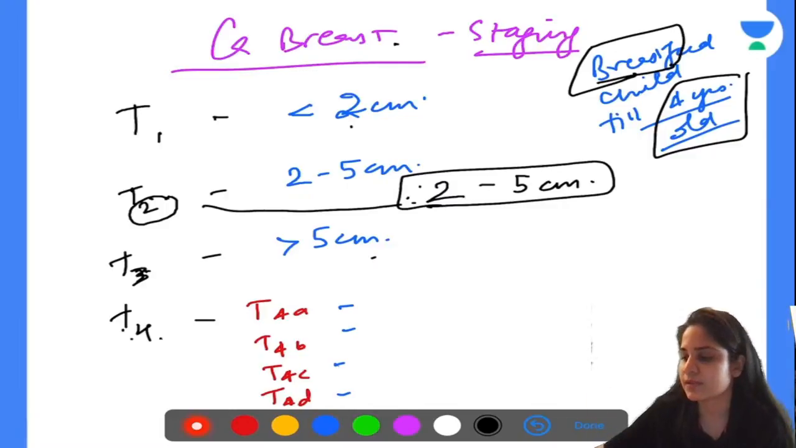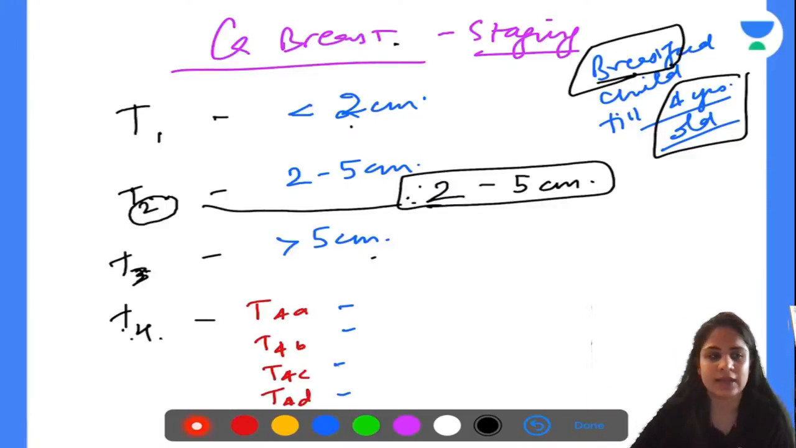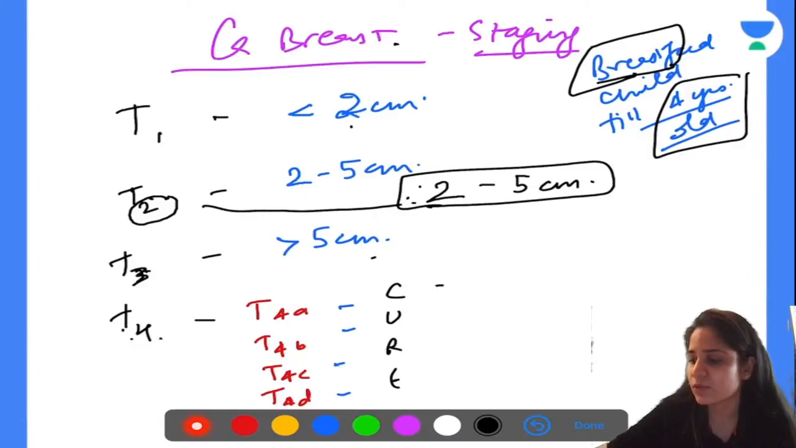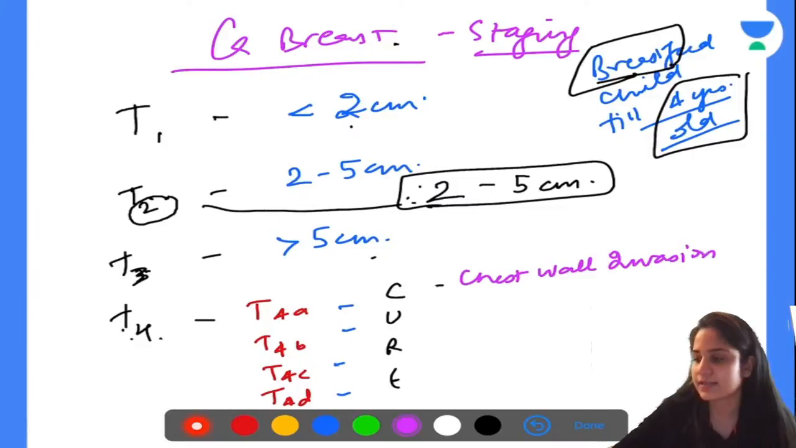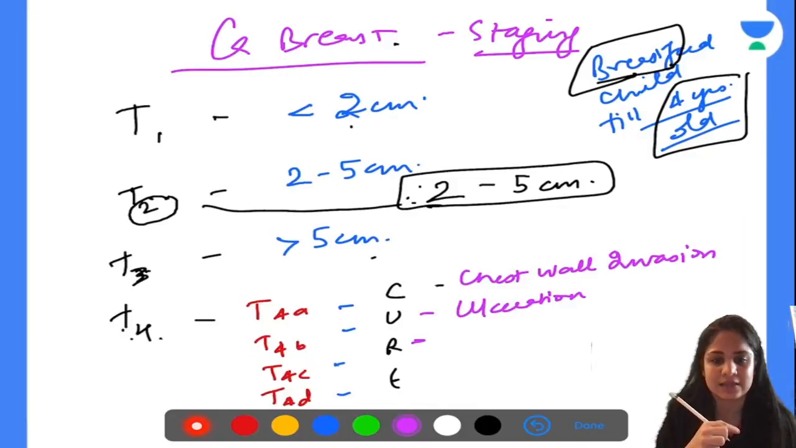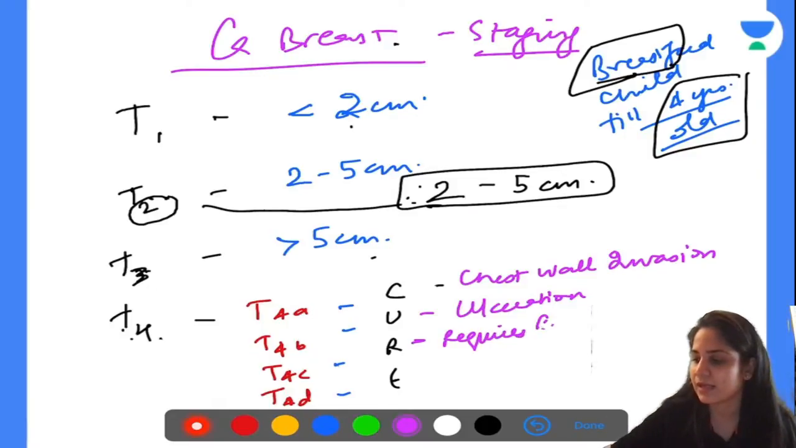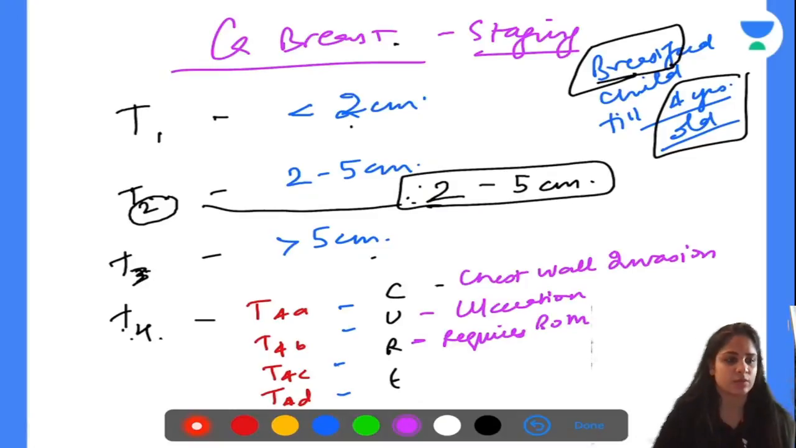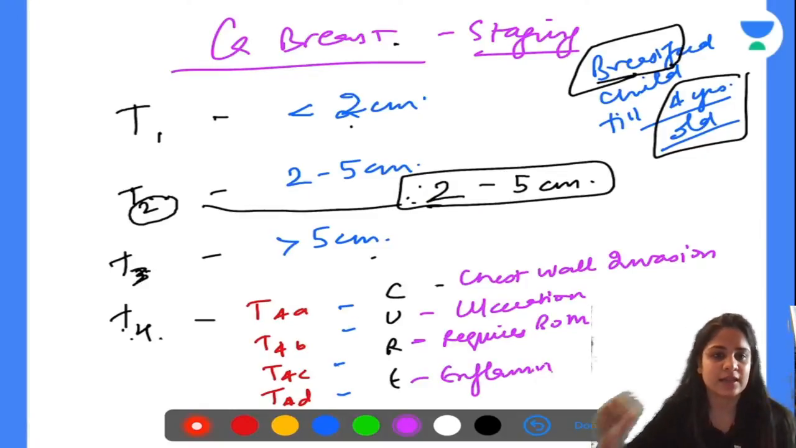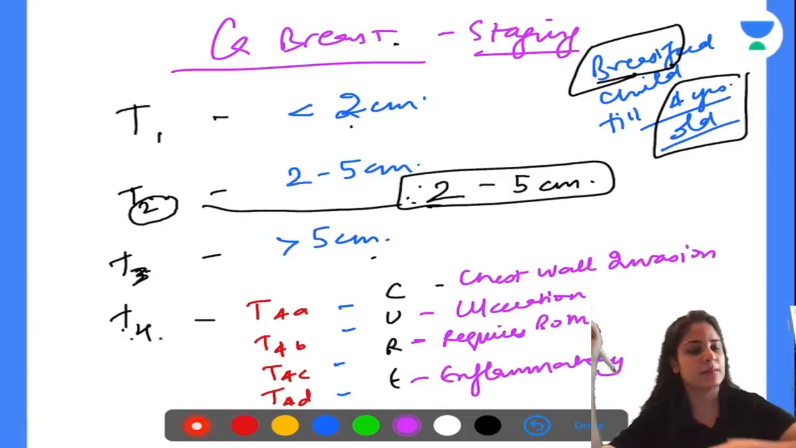Okay. Now, if by 4 years of age the child is not weaned off, then you have to cure him of this disease. You have to cure him of this disease of breastfeeding. That's how you will remember the T4. Okay. So CURE mein, first, C, T4A means there is chest wall invasion of the tumor. Okay. Second, U for ulceration of the skin. Okay. Then R means it requires both, both chest wall invasion as well as skin ulceration. Okay. And E, so you can remember, it is an inflammatory type of breast carcinoma. Okay. So abhi tumko yaad reh jayega TNM staging, T staging at least of CA breast, ye easy ho gaya.